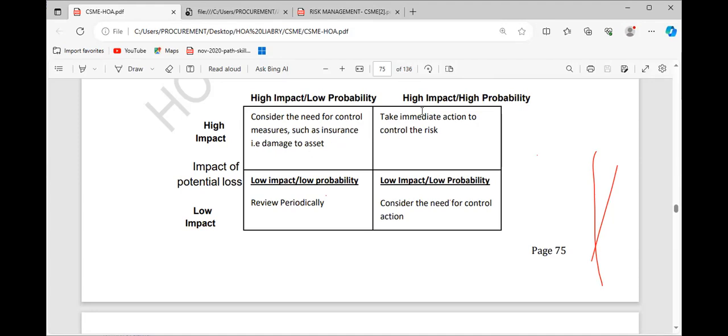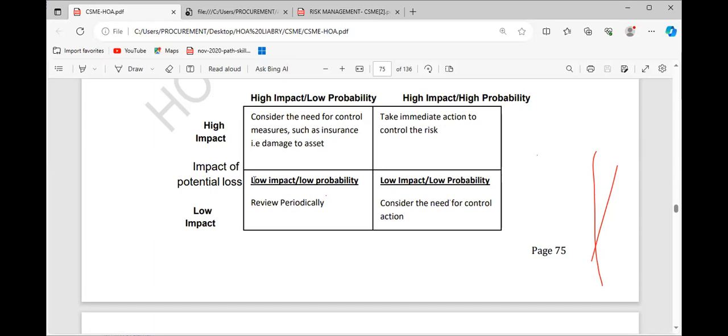While the second part is saying high impact and high probability. It means this thing, if it happens, is going to have damage. The damage is going to be very high on the organization. And the probability of happening is very, very high as well.